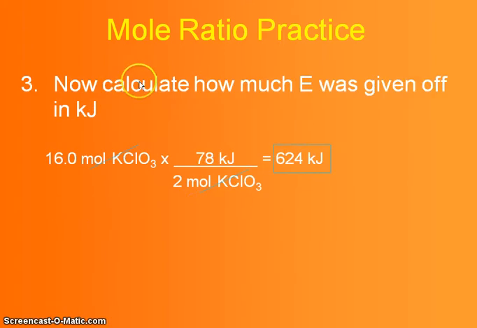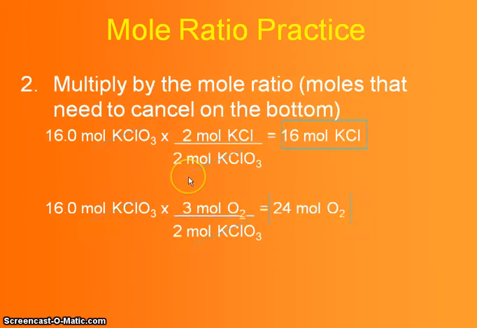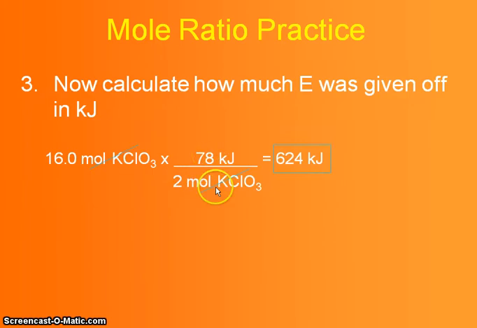Now the last part I could do is also calculate how much energy was given off, since that was a product as well. In my balanced equation, it said that I could produce 78 kilojoules of energy for every 2 moles of KClO3 that I had. That was just straight from the balanced equation. So that's the ratio that I'm going to use.